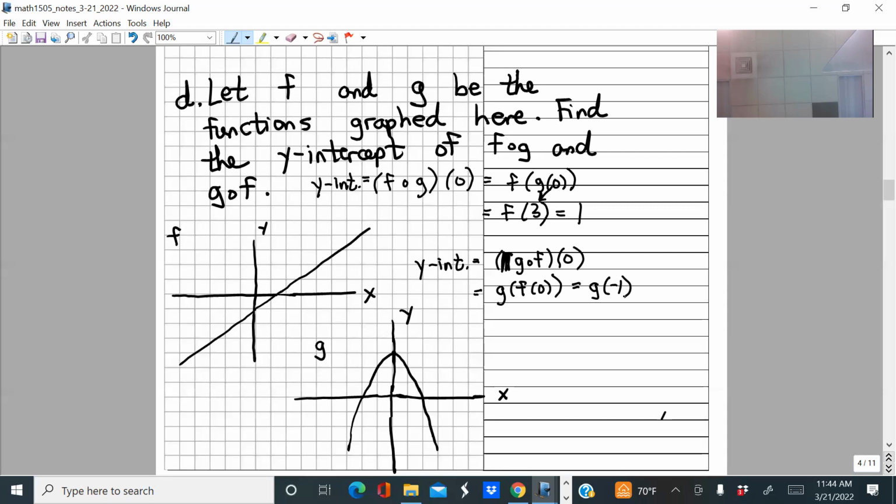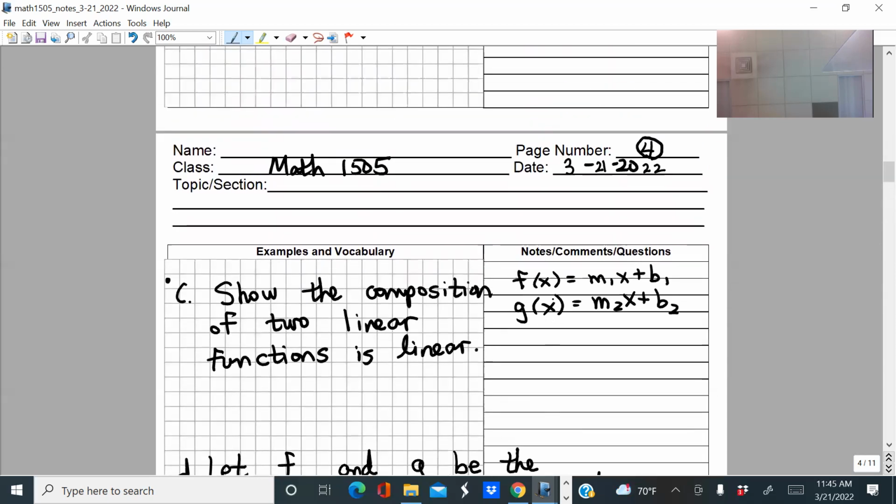So what's G of -1? Let's see. There's -1. Looks like G is 2. Just that easy. See? Read those things from the graph. So it looks like for this function, its y-intercept is 2. Oh, so you can see these two functions are not the same, right? F compose G and G compose F are not the same function because they have different y-intercepts. Whatever these two functions are, I have no idea, but they're not the same. They don't have the same y-intercepts.